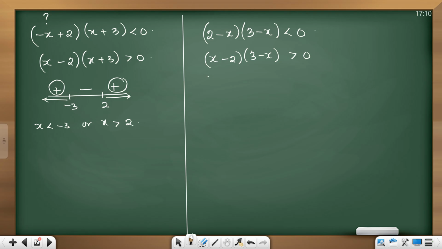Now I can change the second one because I need it to be standard form, x first and positive x. Now my inequality will change again. Every time I switch, my inequality sign also changes. Oh, critical values 2 and 3. Remember, positive, negative. I am looking for things that are less than 0, which is negative.